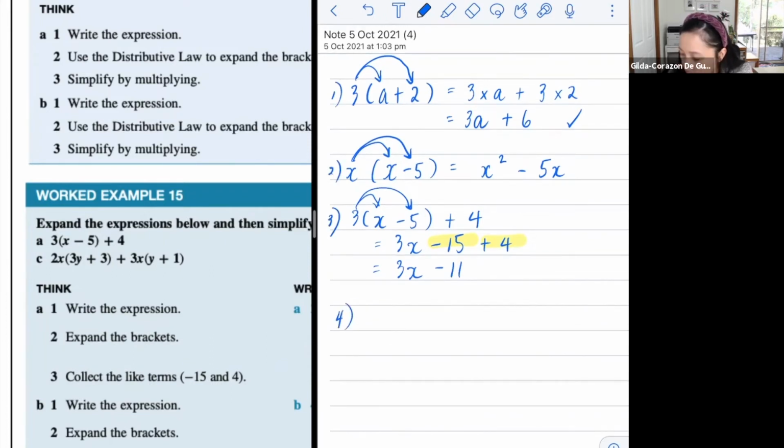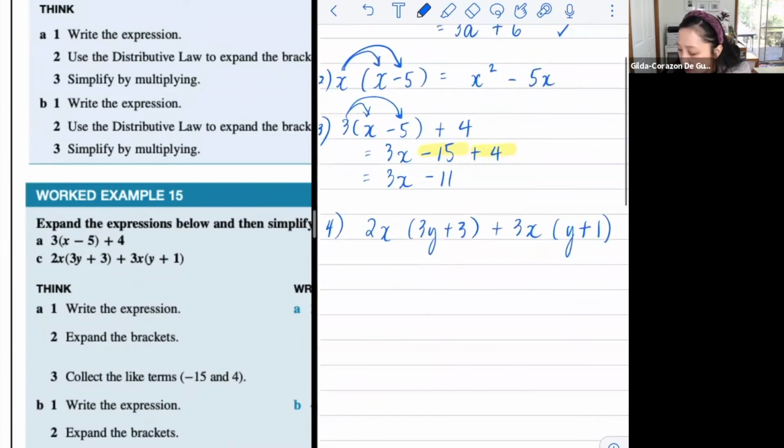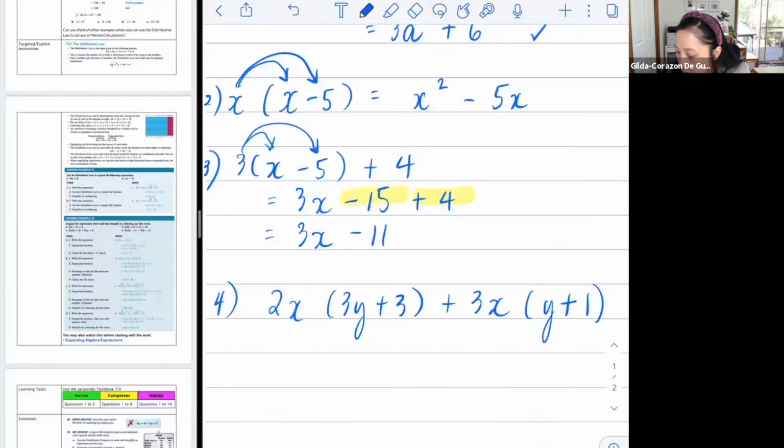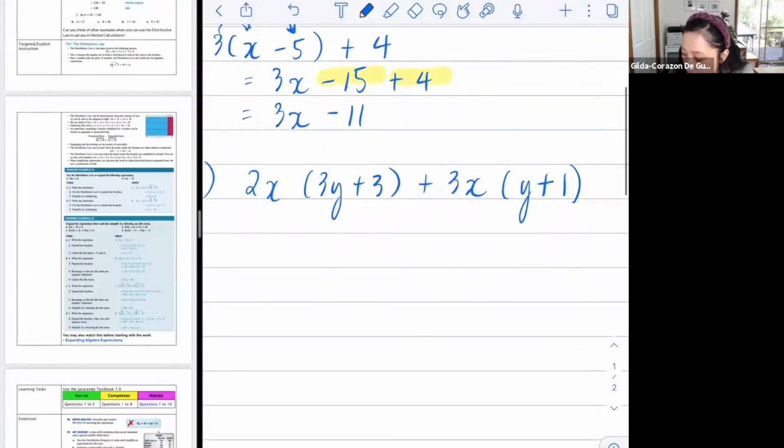Let's have example 4. A bit more complicated than the other, because then we'll have to be doing twice the expansion and then simplifying afterwards. Okay, so now we've got this. Let me just make that smaller so we'll have a bigger space over here. So we want 2x distributed to the ones inside the brackets here. And when we have the closed brackets, that's when we stop the expanding or the distributing.